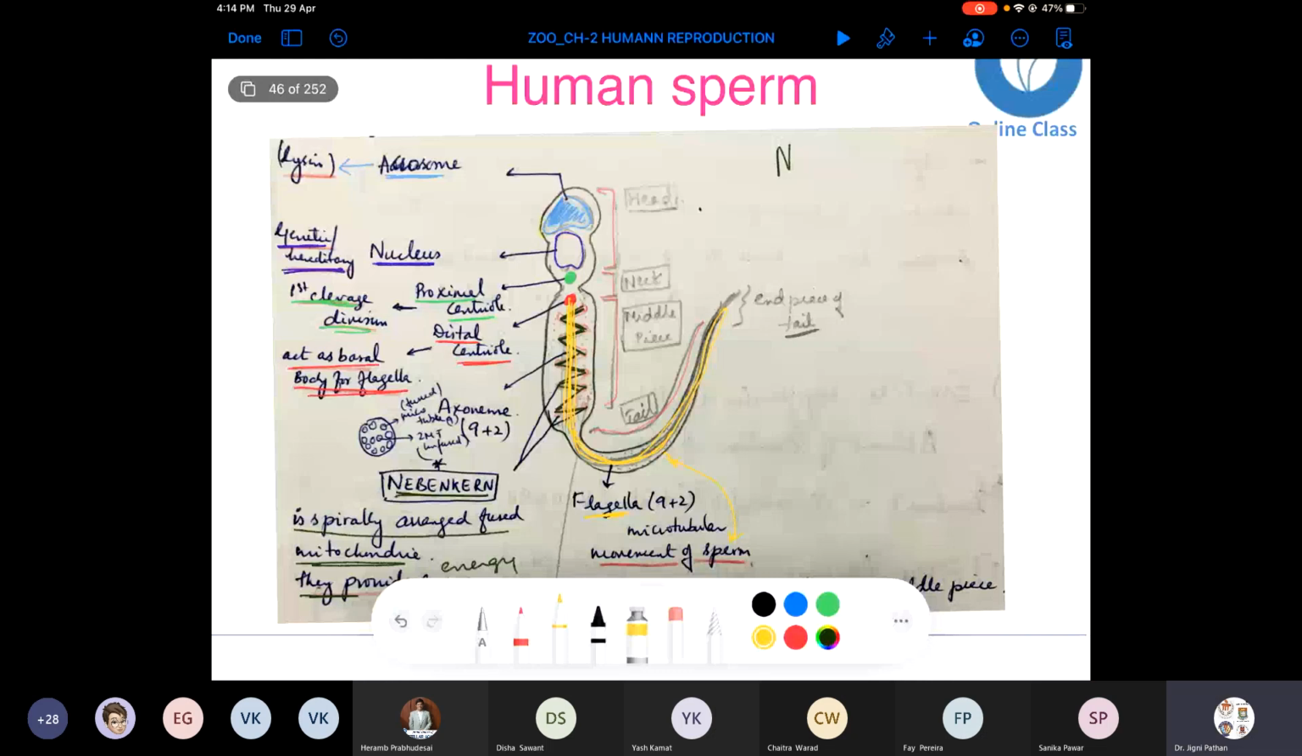Axonium are those things that are coming from the centriole, the distal centriole, to support the flagella. The yellow part is axonium.